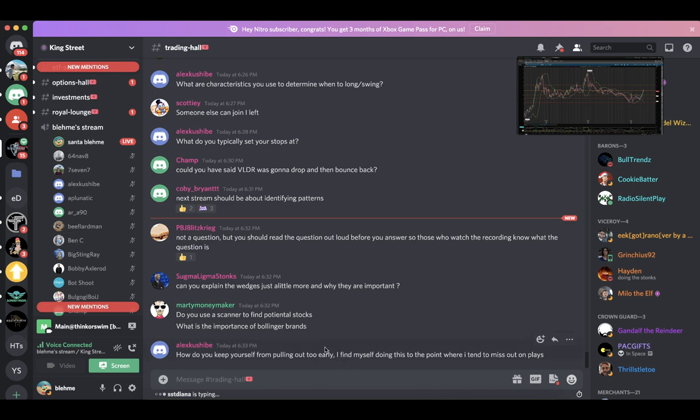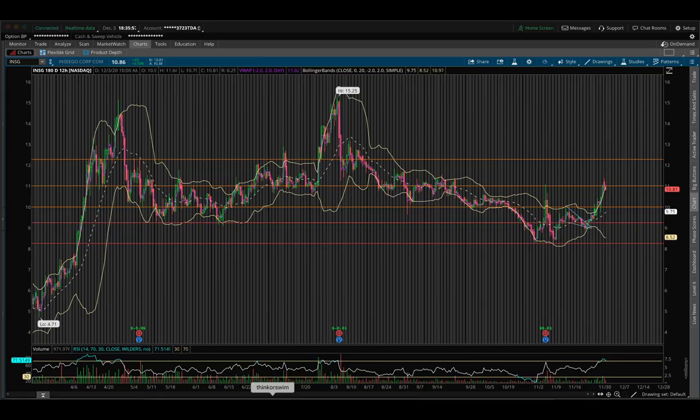All right, so how do I keep myself from pulling out too early? If you're afraid of missing plays, don't be. There's always another play. To keep yourself from pulling out too early, this is when factoring in support and resistance comes in handy: you can plan to scale out. That's what it's called when you sell your position off in portions. So you can plan to scale out based on your resistance levels.